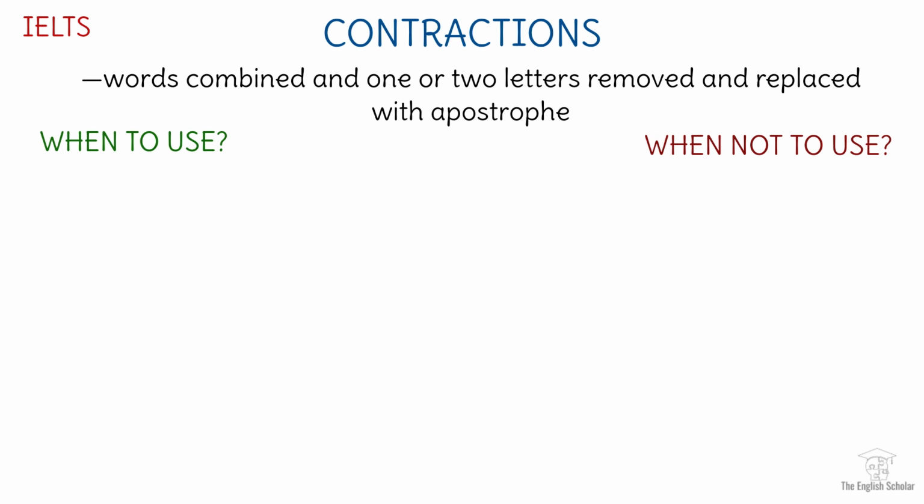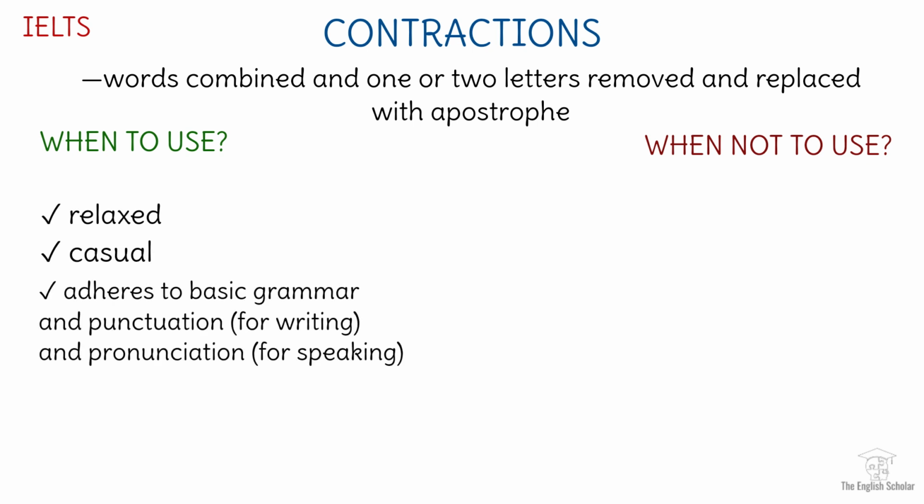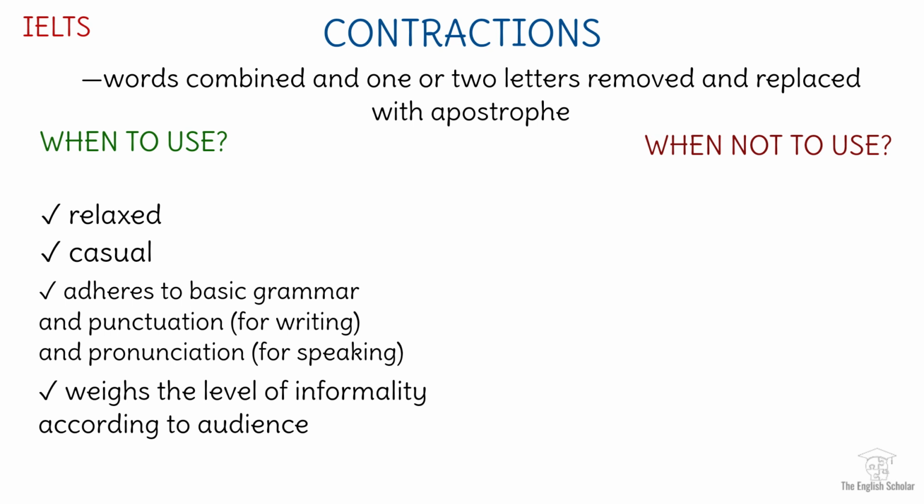It's important to note that while informal writing and speaking may be more relaxed and casual, it should still adhere to basic rules of grammar and spelling for writing and pronunciation for speaking, and the level of informality should be appropriate for the context and audience.